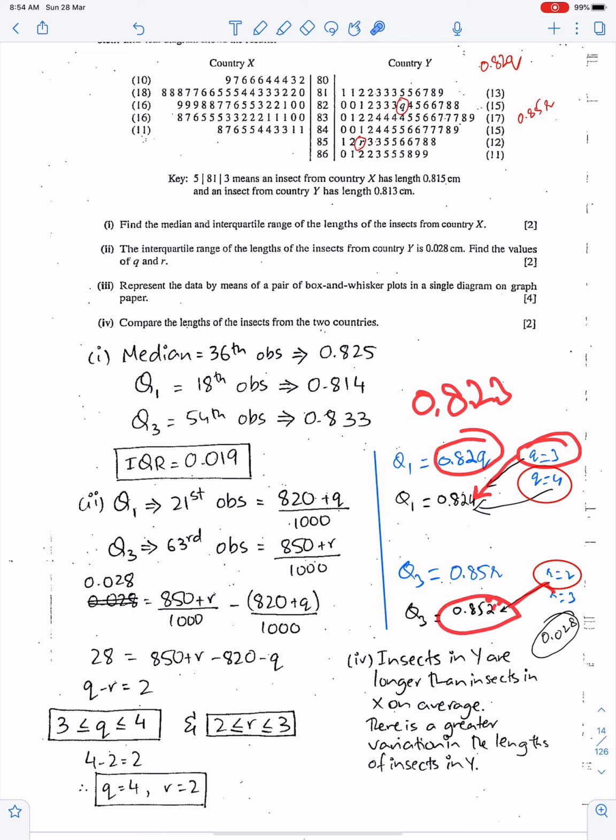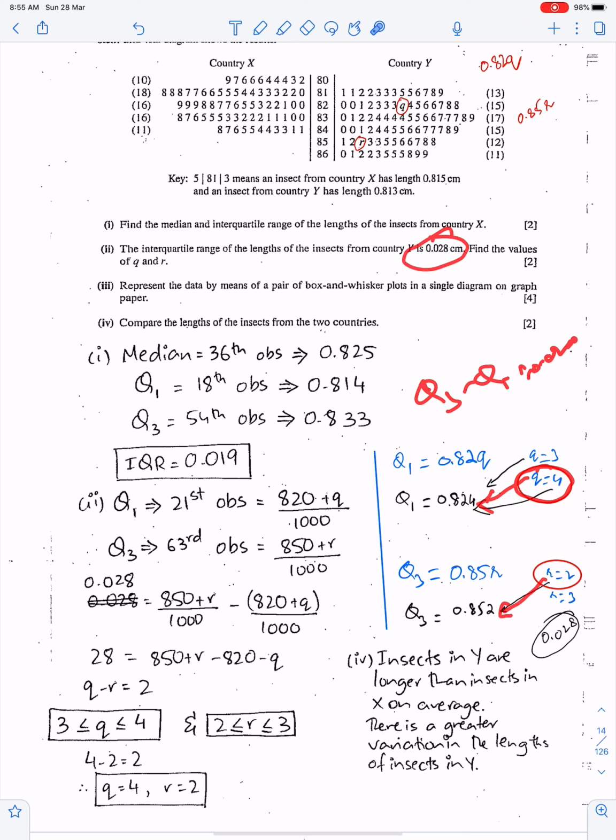Now take the difference of these two numbers, Q3 minus Q1. If you get this answer, then these are the right values, 3 and 2. But if you are not getting this answer, then try Q is 4. So when Q is 4 and R is 2, you will get this number, Q3 minus Q1 equals 0.028. That means your Q is 4 and R is 2, because you are getting this number.